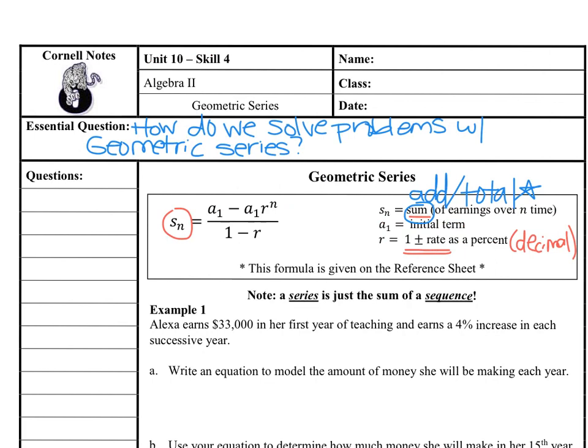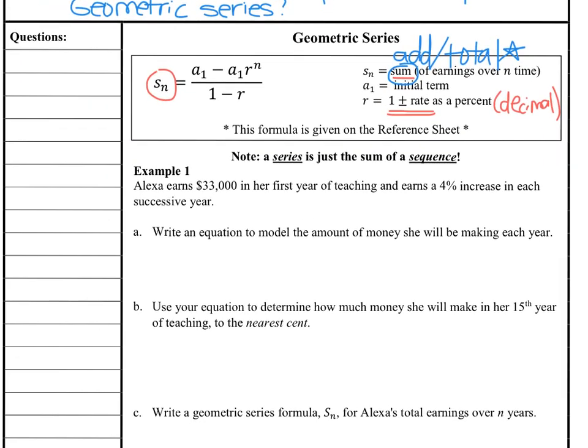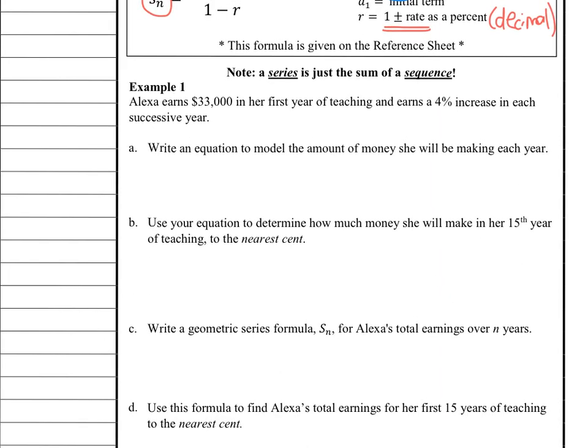Now the good thing is this formula is going to be given to you on the reference sheet, so you do not have to memorize it. You just have to know how to plug it in and when to use it. Note that a series is just the sum of a sequence. It's everything added together, every year's earnings added up together. So we have to know when exactly to use it.